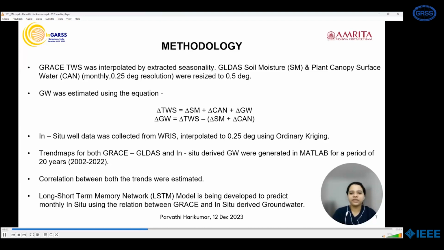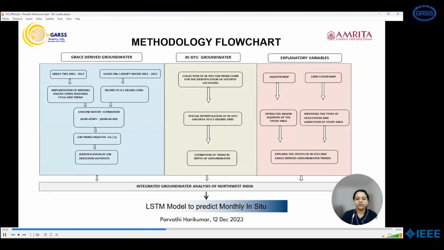Trend maps for GRACE, GLDAS and in situ derived groundwater were created in MATLAB, covering a 20-year period from 2002 to 2022. The correlation between these trends was then calculated. Subsequently, we are developing an LSTM model to predict monthly in situ groundwater based on the relationship between GRACE and in situ derived groundwater. This slide shows the methodology flowchart. Thus, derived groundwater trends are explained on the basis of land cover, biome and aquifer types of the study area. We are in the initial stages of developing the LSTM model.